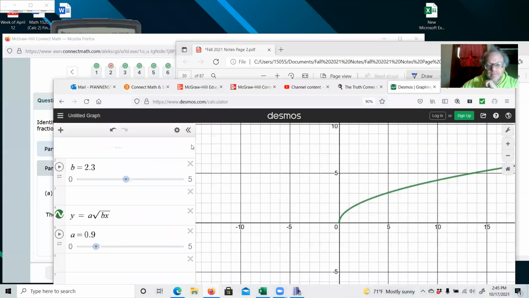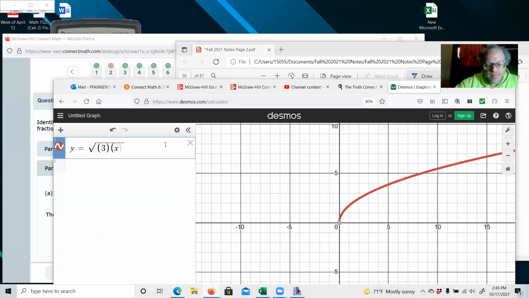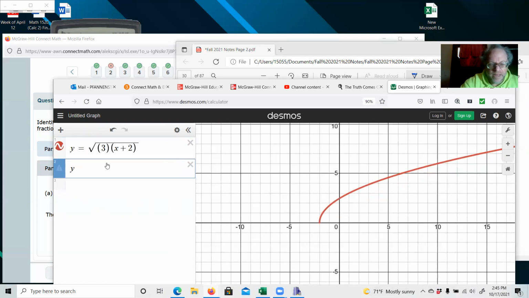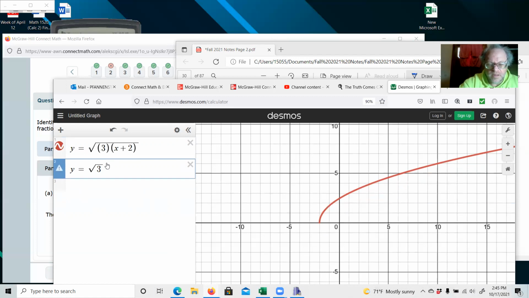So if we look, okay, so we have y equals the square root of 3x plus 2, right? Or y equals the square root of 3 times the square root of x plus 2. You can't tell the difference between these two. Not so for trig functions, but that's how this works for algebraic functions.